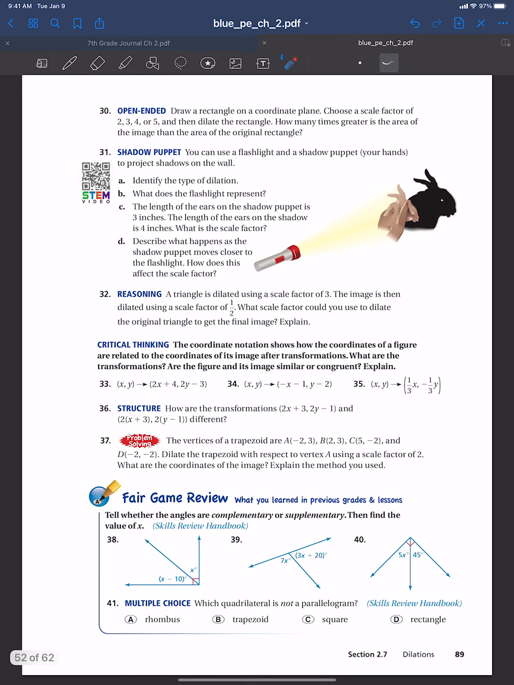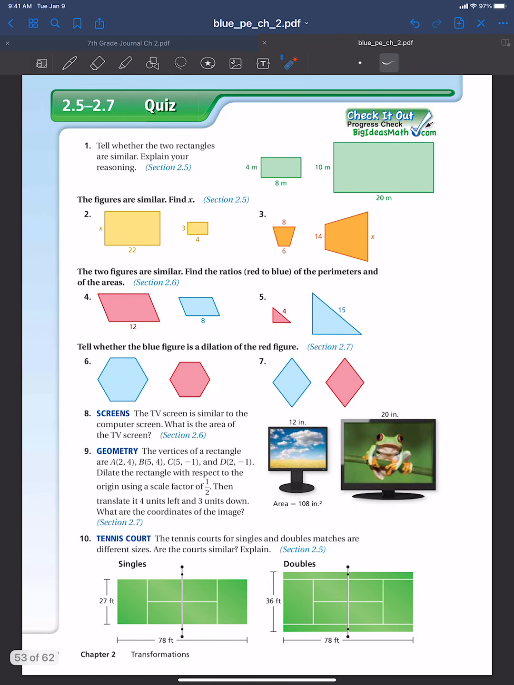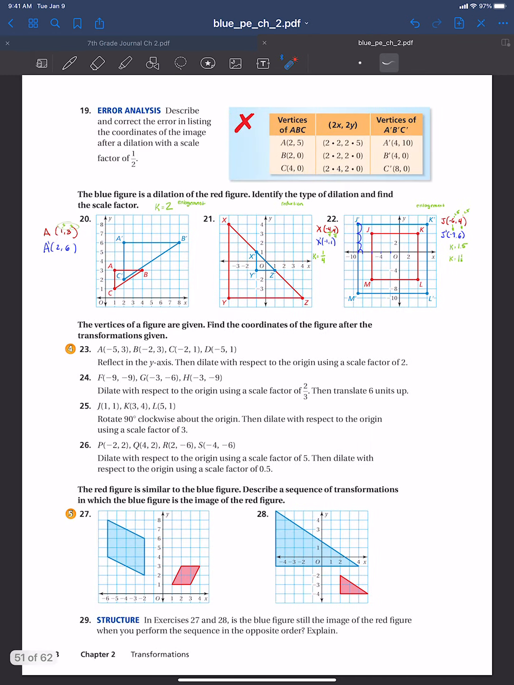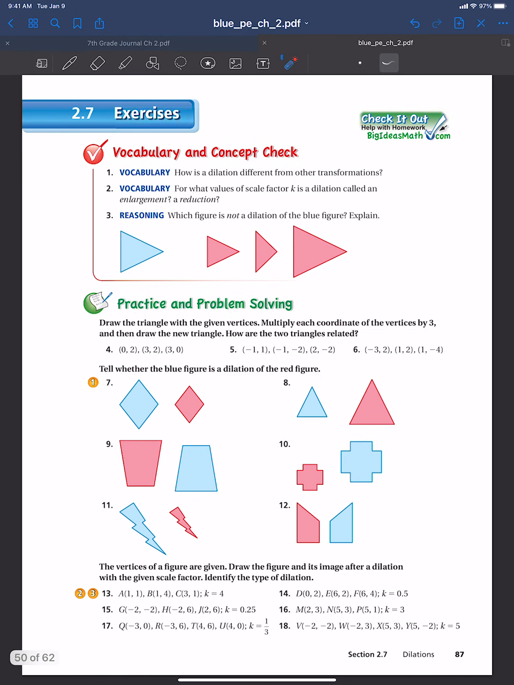All right, guys, that's pretty much all that you really need to know for that section. The next is a quiz over 2.5 and 2.7. You can do the practice quiz on page 90 in your book. Super helpful. It's very, very similar to the actual quiz. If you have any questions, please come to class the next day and let me know.